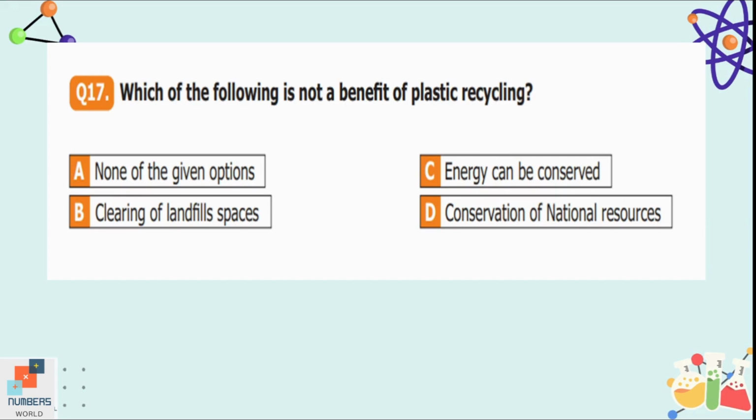Question number 17. Which of the following is not a benefit of plastic recycling? Option A is none of the given options. Option B is cleaning the landfill spaces. Yes, recycling cleans the landfill spaces. Option C is energy can be conserved. That is also correct. Option D is conservation of natural resources. So options B, C and D all are correct. They all are benefits of plastic recycling. So there is no option which is not a benefit of plastic recycling. So we will choose none of the given options.